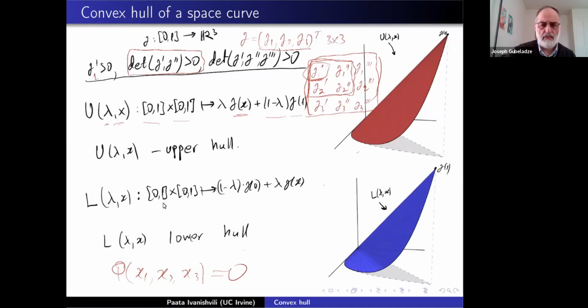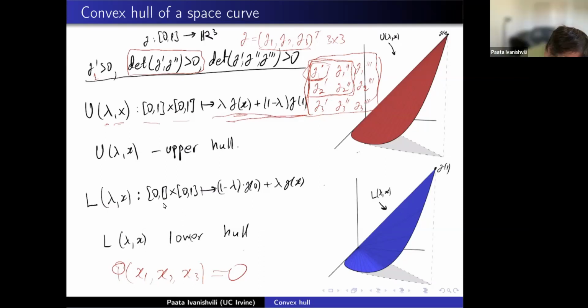So this gives you the upper hull, but it gives you more information, not just that something is algebraic. It gives you an explicit parameterization of the boundary of the convex hull, right? And the lower hull looks like this.